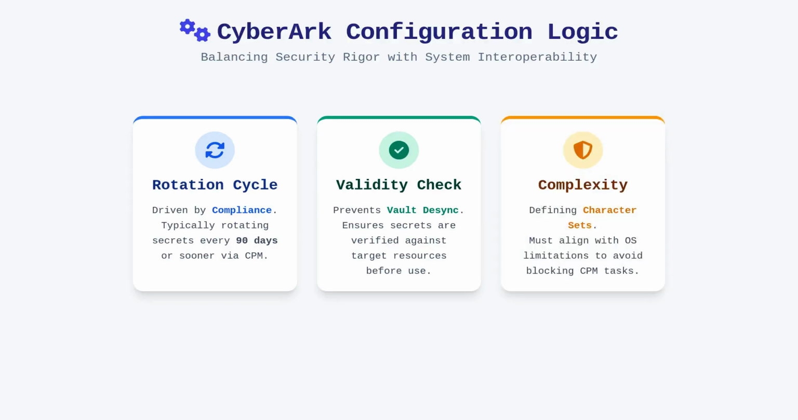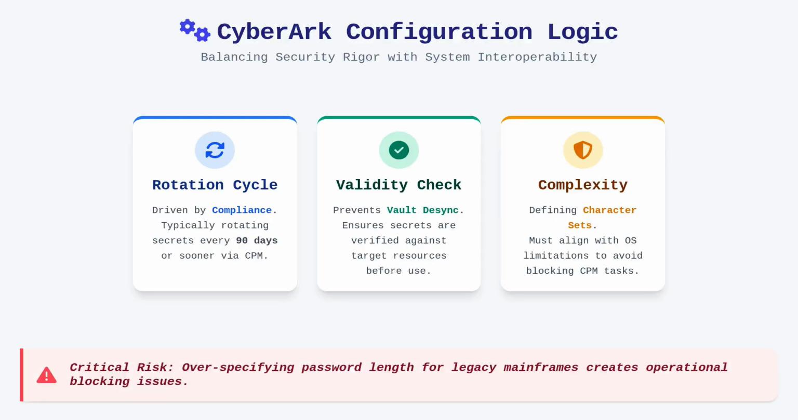When you look at password complexity, you are defining the character set allowed for the generated secrets, including length, numeric requirements, and special character inclusion, which must align with the target operating system's limitations. If you set a policy that requires passwords longer than what a specific legacy mainframe supports, you create a blocking issue that will prevent the CPM from successfully executing its management tasks. This is where the balance between security rigor and system interoperability becomes the primary focus of your daily operations as an administrator.